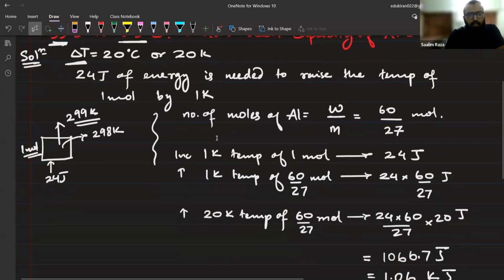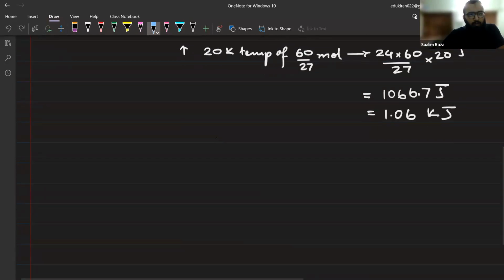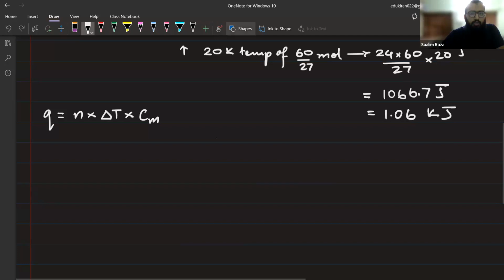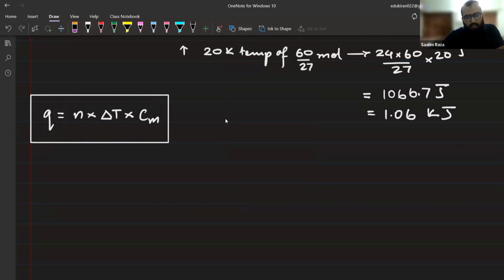But you can also write a formula for this, and mostly you will see this formula. Q will be equal to the number of moles that is getting heated, multiplied by the change in temperature, multiplied by the molar heat capacity. So heat required will be equal to this. But again, this is just a fancy thing for an easy problem that is also done logically. Number of moles into delta T into Cn. That is it. If you want, you can write this down. Is everyone done? Yes or no? Please tell me.